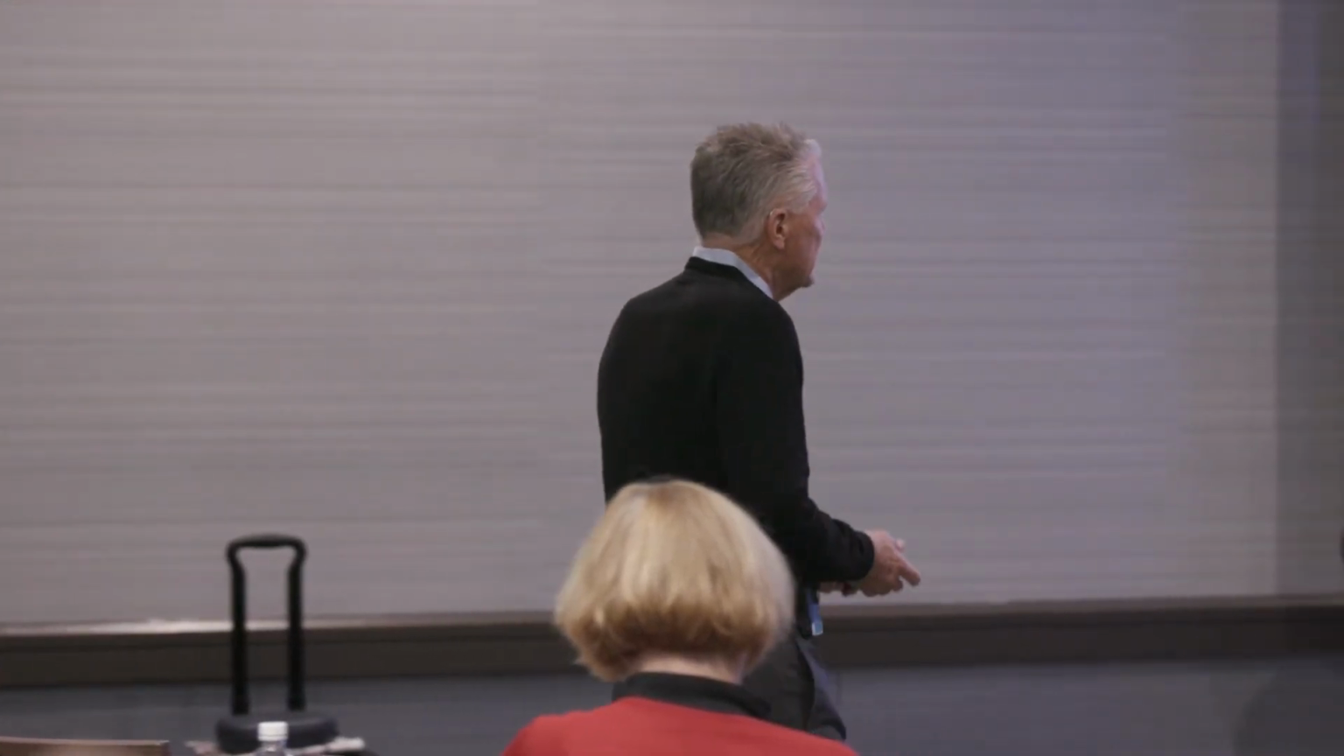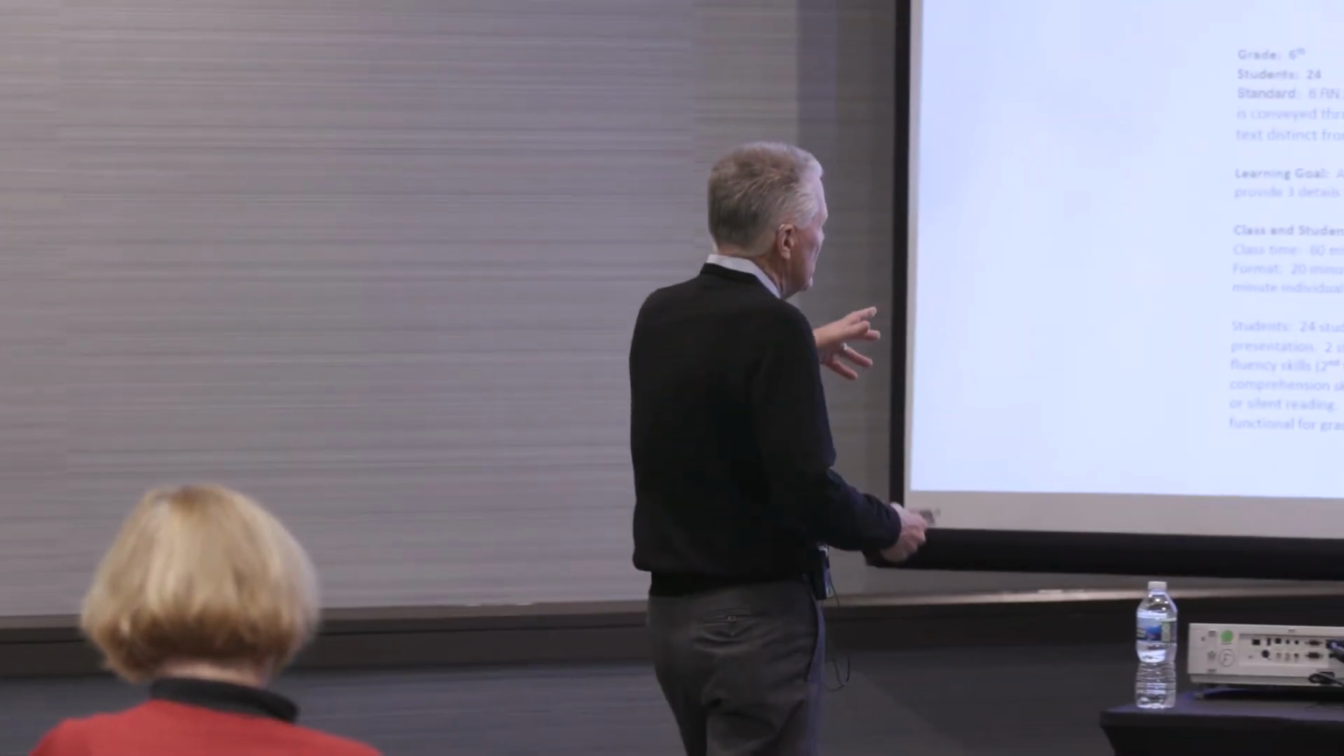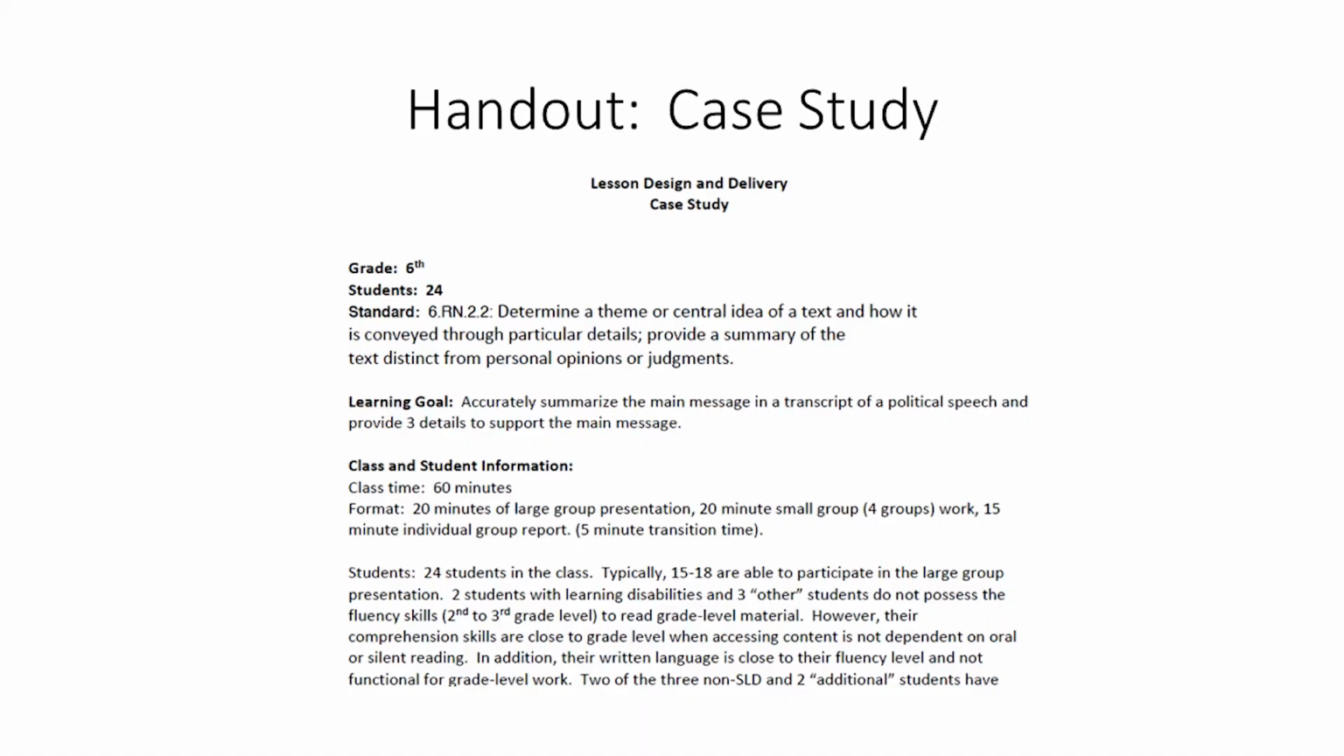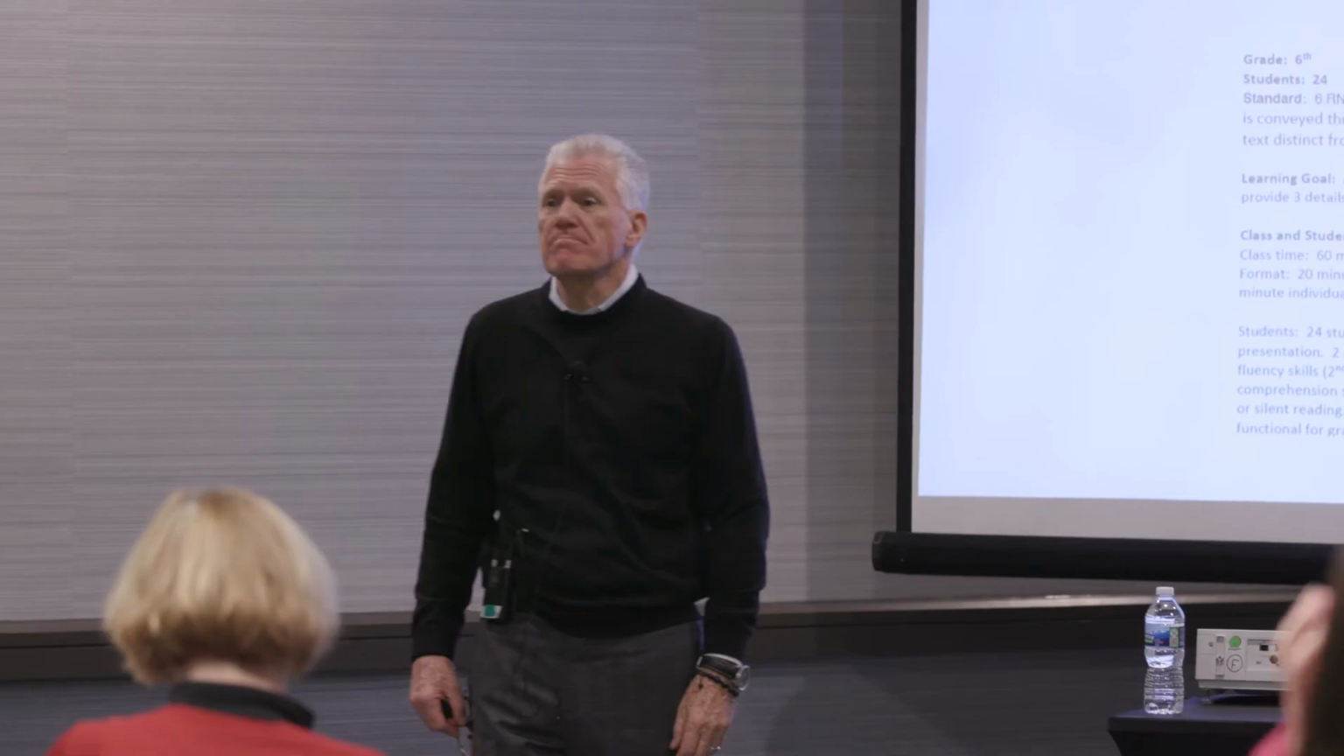This class has 24 students. The class time is 60 minutes. The format is the teacher does 20 minutes of large group presentation. You'll see what that is in a moment. 20 minutes of small group, 4 groups, work, 15-minute individual group report, and 5-minute transition time. So they have to do this as a group. They're given a guide for what they have to convey, and those are the breakdown of the times.